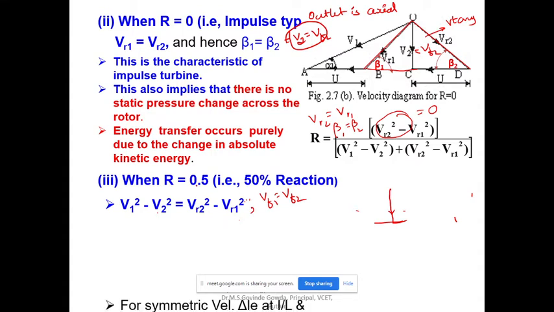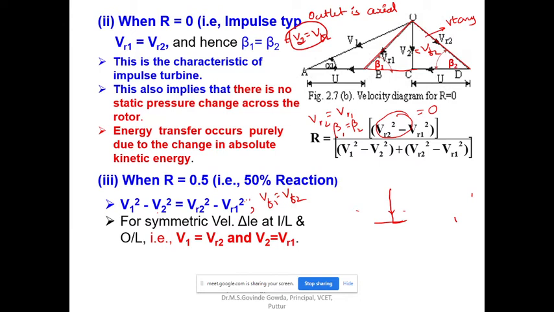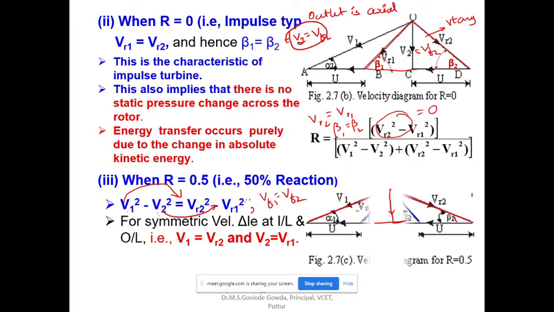Further, if I want to draw this for a symmetric velocity triangle, if I consider the velocity triangles are symmetrical, then this should be equal to this and this should be equal to this. That is, V1 should be equal to VR2 and V2 should be equal to VR1. Then only we can say it is symmetrical. And one more condition is Vf1 equal to Vf2: the flow velocity at inlet and outlet will be the same.